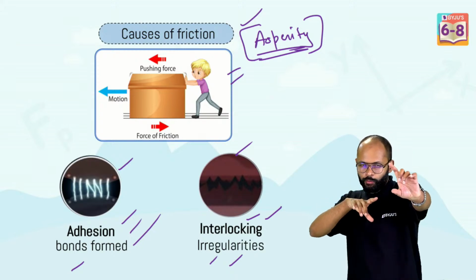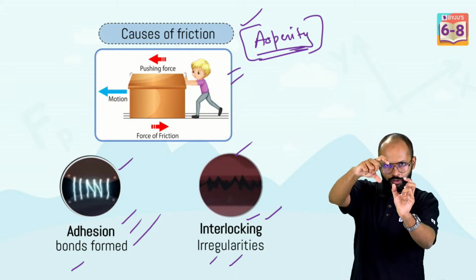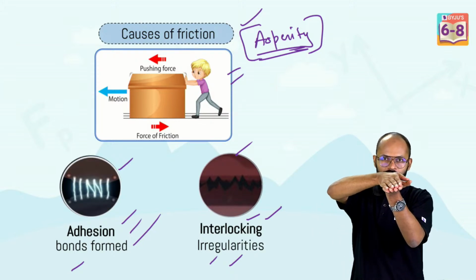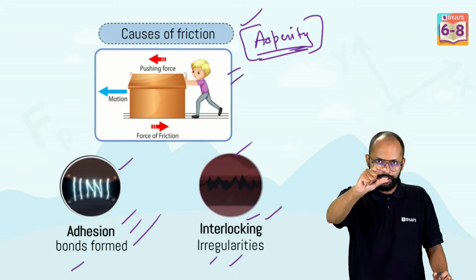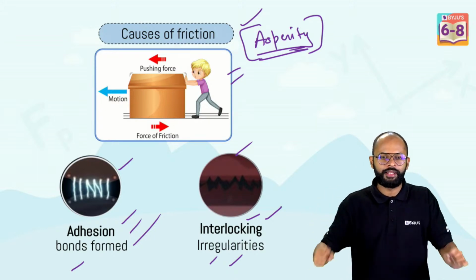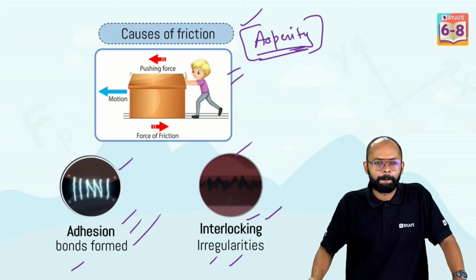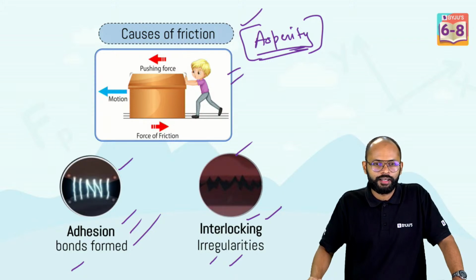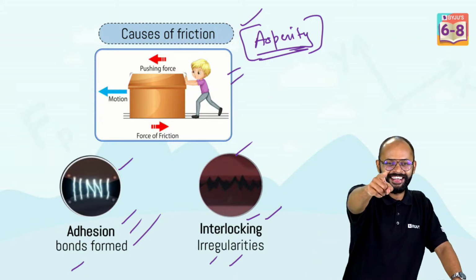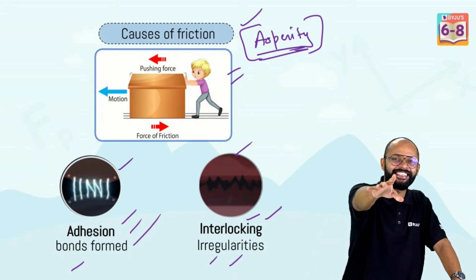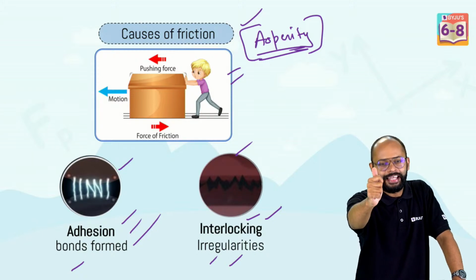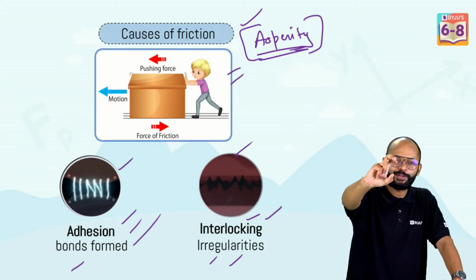I'll give you one activity. Take 2 ice cubes and place them on top of each other. Hold them tightly and then try to separate them. What will you see? Adhesion, correct. We call this a cold welding kind of thing. Cold welding is also one thing.